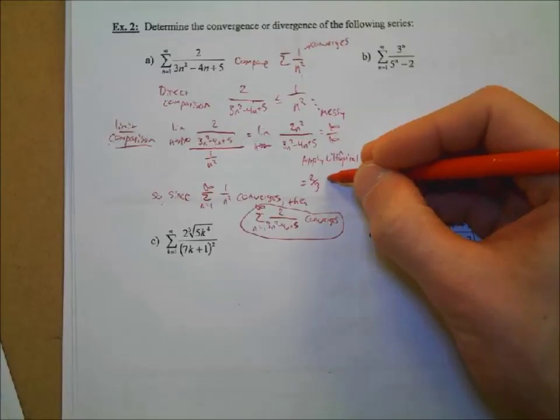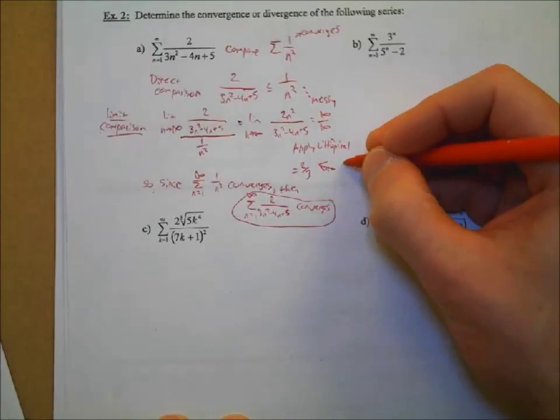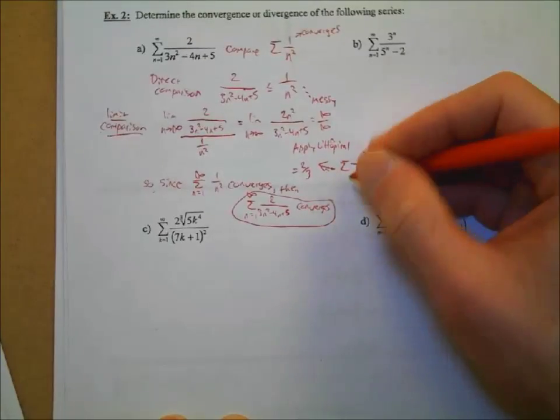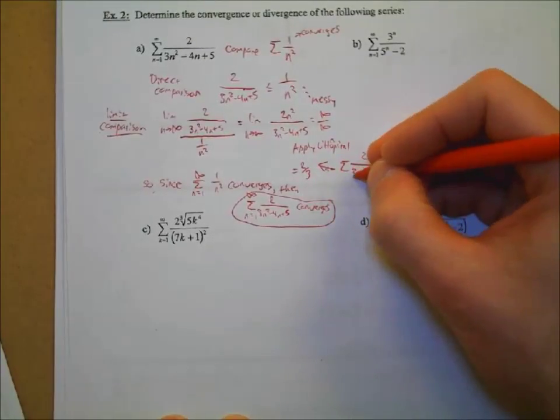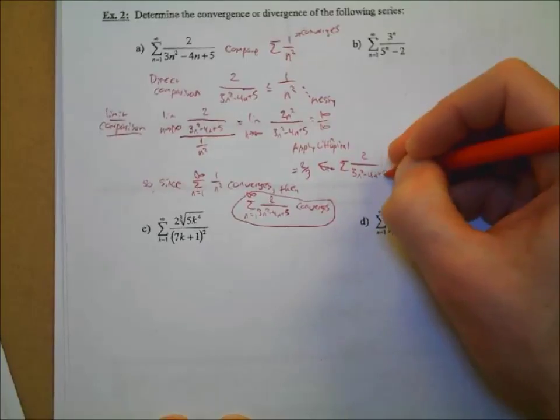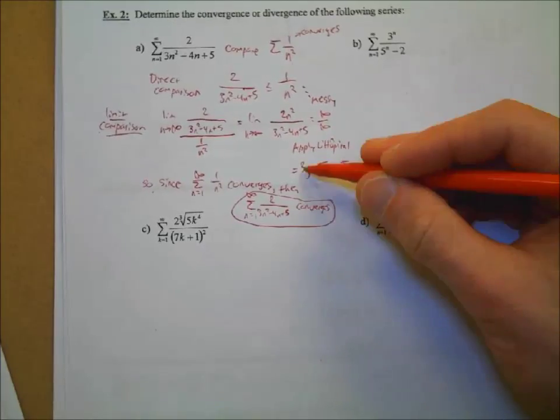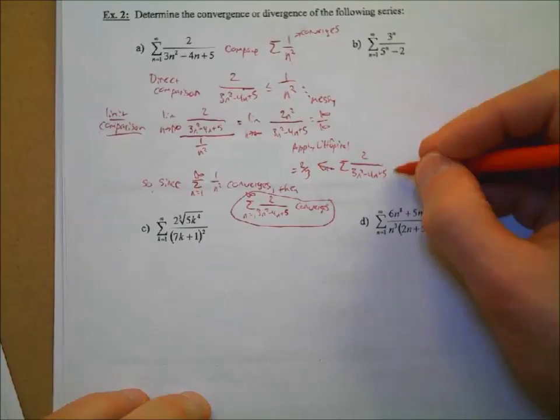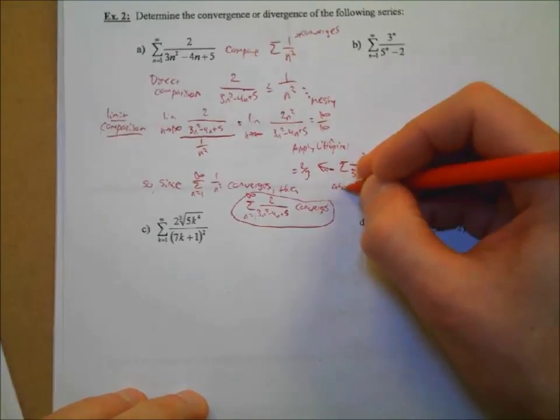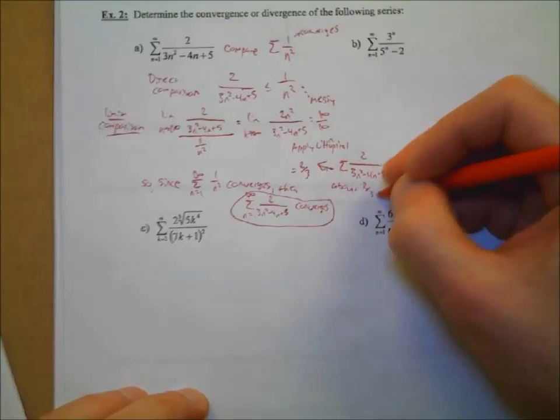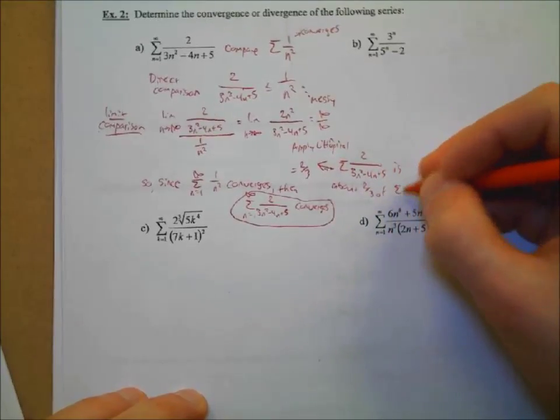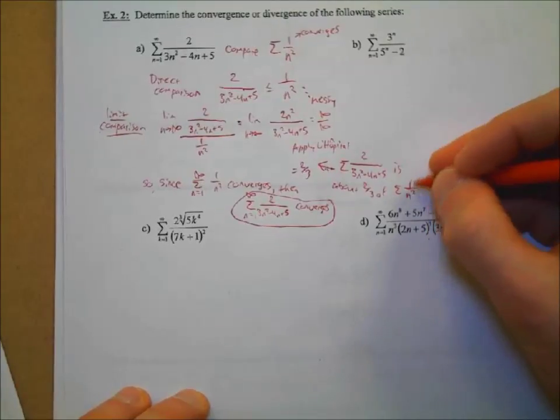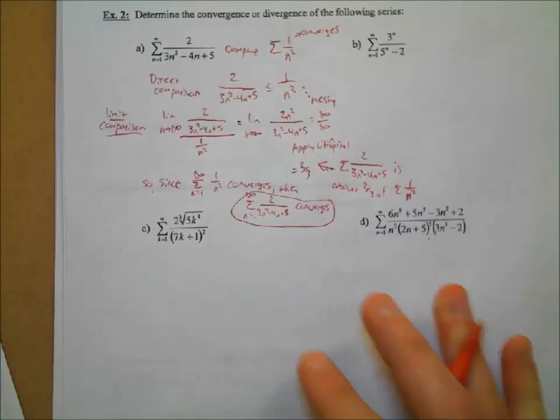I want to write this because I think it's useful. This is saying that the sum of that series, 2 over 3n squared minus 4n plus 5, is about 2/3 of the sum of 1 over n squared. Approximately. It's not exact, but it's approximately, because of the series there.